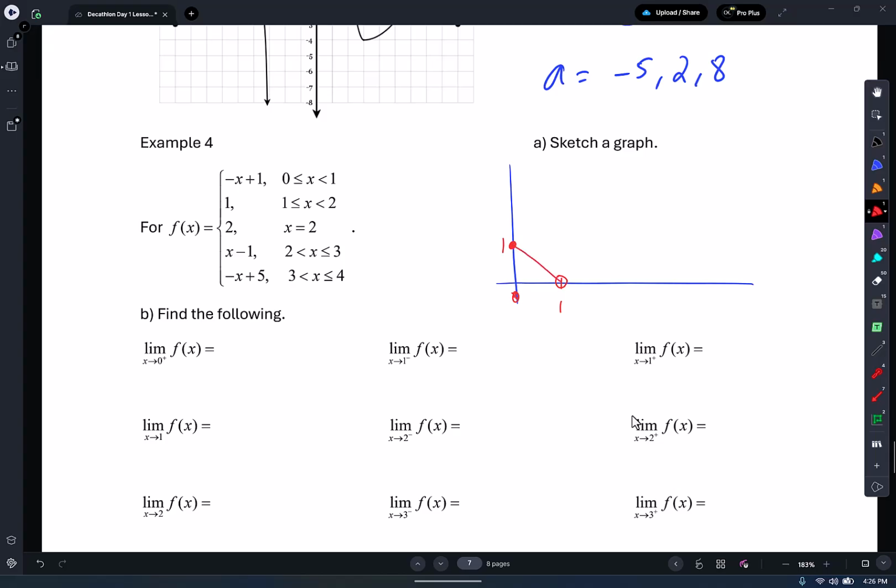These are all linear. Does everyone know why it looks like this? Look at my domain. It's between 0 and 1. So between 0 and 1, I have to have a slope of -1, and my y-intercept is 1. So here's my y-intercept, and my slope is -1. Right at x equals 1, there's not an equal sign there, so it has to be an open circle.